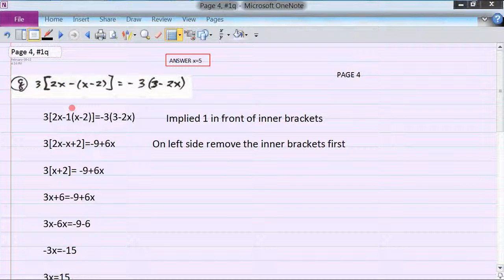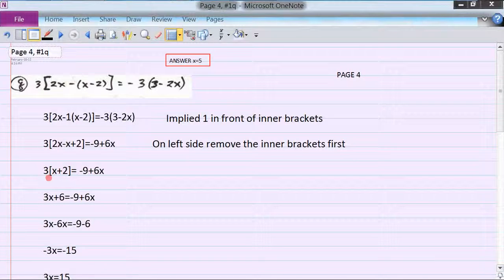Minus 1 times plus x gives us minus x right here. And minus 1 times minus 2 gives us plus 2 when we remove this bracket here. So we've got 2x. As I said, I put a minus 1 here, and then I use the distributive rule. This becomes 2x minus x. The minus 1 times the minus 2 becomes plus 2. And now I'm going to add 2x minus x. I get x. x plus 2 in this bracket here.